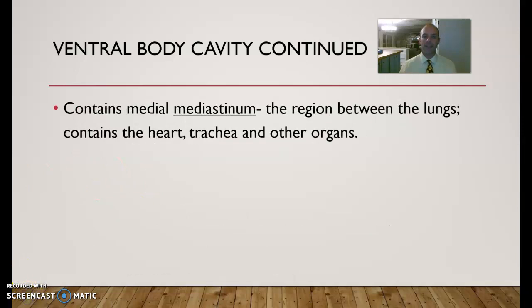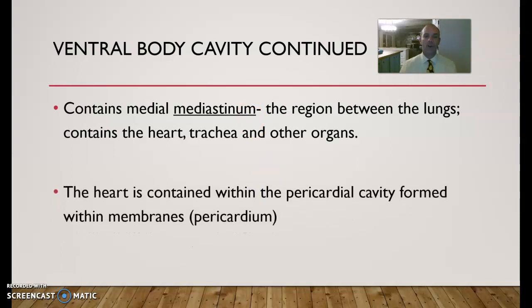The ventral body cavity also contains something called the mediastinum, and that's this word here, mediastinum. That's the region between the lungs. It contains the heart, trachea, and other organs. The heart is contained within the pericardial cavity, formed within membranes called the pericardium.